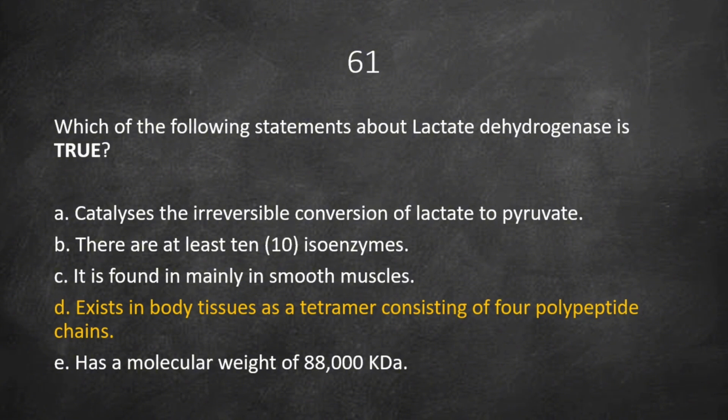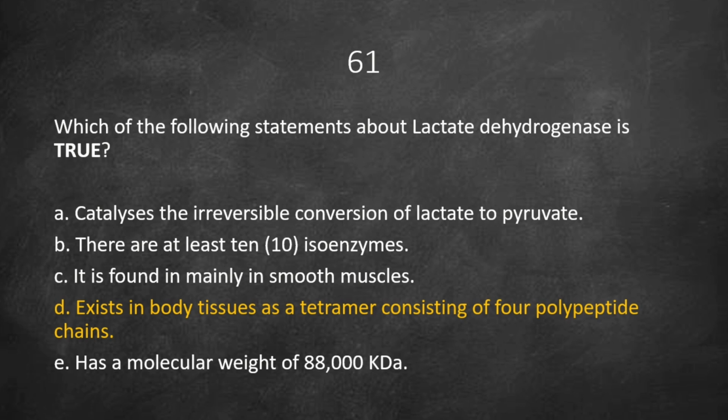So if you look at option A, it says catalyzes the irreversible conversion of lactate to pyruvate. That's incorrect. LDH catalyzes the reversible conversion of lactate to pyruvate, so the reaction is not irreversible. Then if you look at option B, it says there are at least 10 isoenzymes. This is also incorrect. There are typically 5 main isoenzymes of LDH and not 10. These isoenzymes are classified as LDH 1 through 5 based on their tissue distribution and electrophoretic properties.